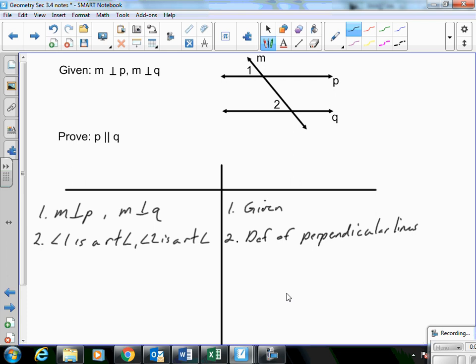And then if those two angles are right angles, since they're both right angles, what's that tell us about the two angles? The two angles are going to be congruent. So angle 1 is congruent to angle 2, and that's based on the fact that all right angles are congruent, which is a postulate we learned last week as well.